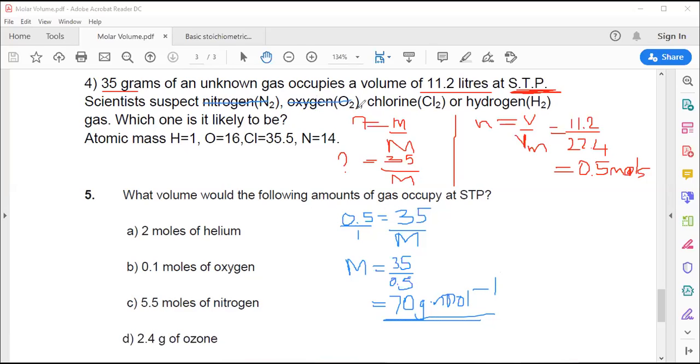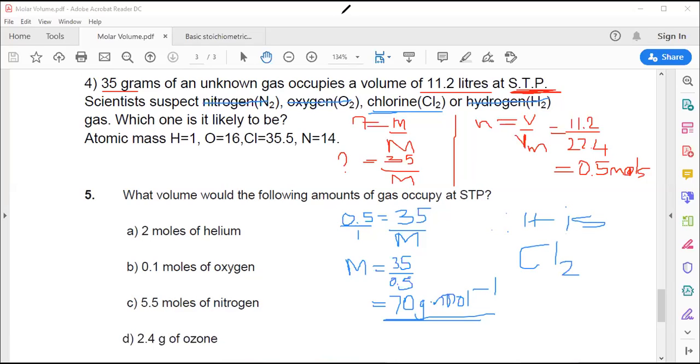No, it's not oxygen. I go to the next one, chlorine. Chlorine is 35,5. 35,5 times 2 gives me 71. Do I have 71 here? No, but it's close, isn't it? It's closer. So this could be the likely possibility. I go to the next one, hydrogen. Hydrogen is 1. 1 times 2 gives me 2. I don't have 2. So my likely contender here is chlorine. So you write, therefore, the gas is chlorine.